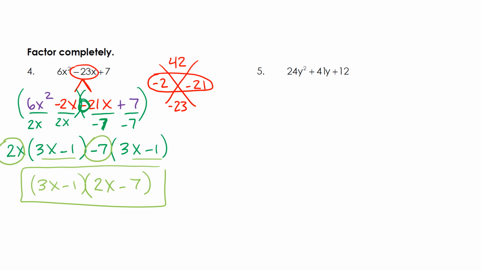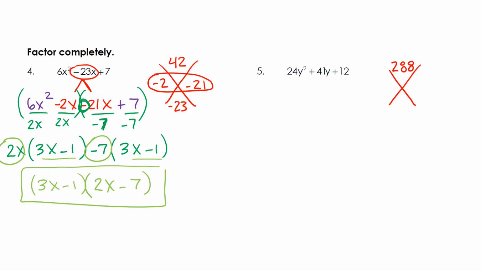Looking at number 5, please notice that this one has y's in it. That doesn't change anything, but when we go to write things down, we need to make sure we're using y's and not x's. That's a pretty common mistake that happens. We get so used to putting x that we forget to pay attention. If I fill my x out here, 24 times 12 would give us 288.